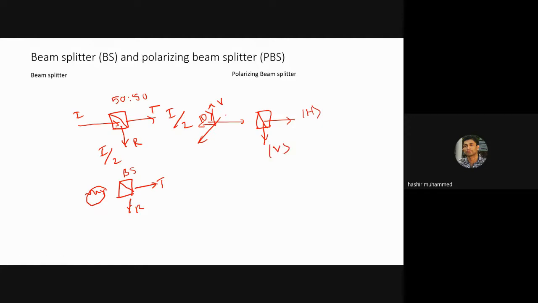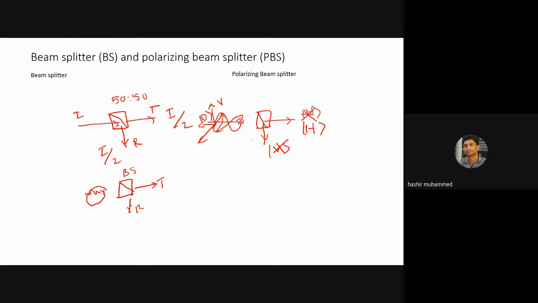Say if I send a light that is vertically oriented, if you're sending only vertically polarized light, what happens? You don't have horizontally polarized. You have only vertical components because there are no horizontal components. If you send only horizontal component, then you have only horizontal component. There's no vertical component in that case.